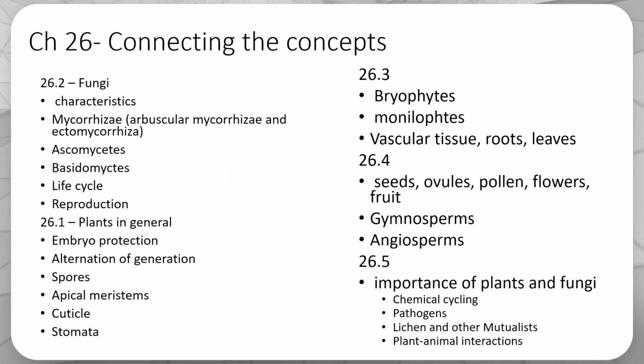So we made it to the end of chapter 26. Chapter 26 basically is about plants and fungi and how they colonized land together. Our book goes in kind of a weird order because it talks about plants, then it goes to fungi, and then it talks about plants again, and then it talks about both of them. So the way we went in our notes is we talked about fungi first.